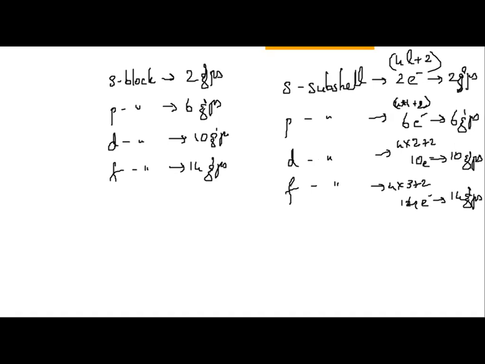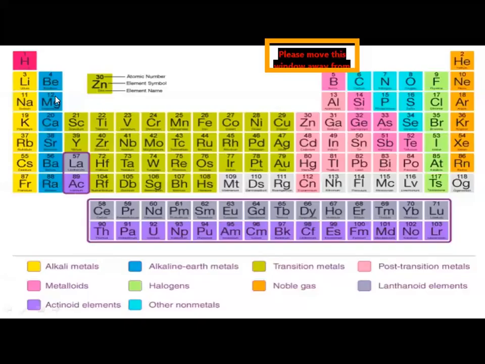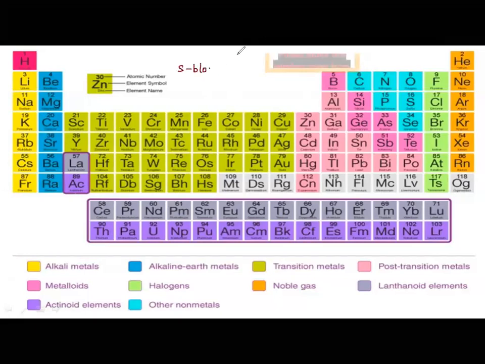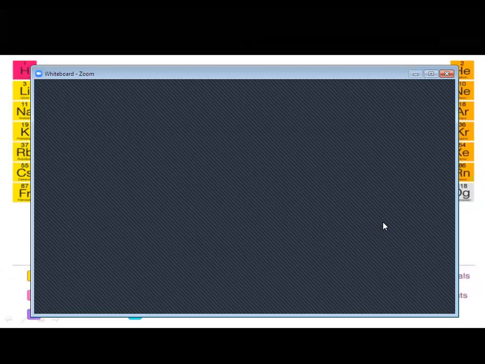See the beauty of this table. Only the first S block has got 2 groups. P block has got these 6 groups. D block, these. And F block, it is here. So I can say S block, I will take it here. Understanding is clear with this concept.